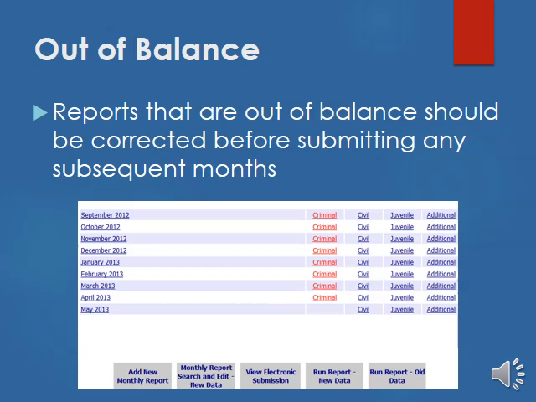When reports are out of balance, you should correct them before submitting any subsequent months. In this example, the criminal section is out of balance in several months. Corrections should be made the same way the reports were originally submitted, oldest month first, working forward. Note that even if you correct the oldest month and the reports are automatically put in balance, each month should be reviewed for accuracy. That is because you may have made docket adjustments or other changes based on a previous month being out of balance.